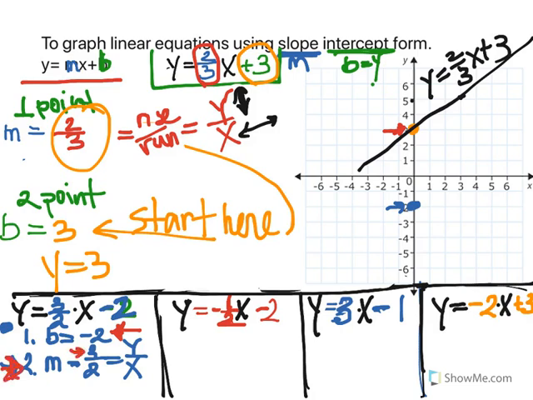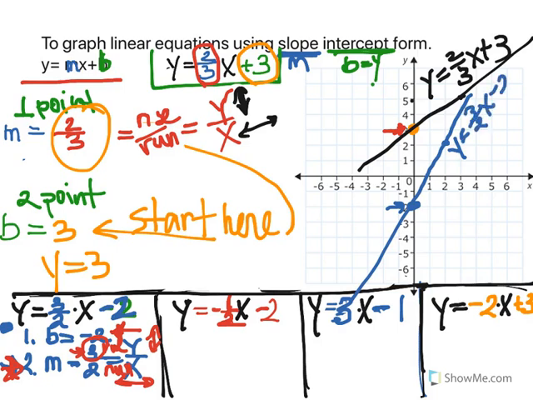3 over 2. This is run. Excuse me, this is rise, and this is run. So rise is going up or down, depending on whether it's positive or negative, and x is going left or right, positive or negative. So I'm going to use 3. We're going to go up 3, and then I'm going to do run 2, which will take me here. Here's my second point. I'm going to connect my dots, and I have my line y equals 3 over 2x minus 2.